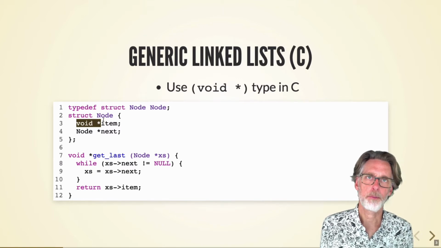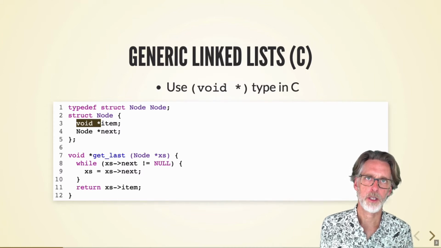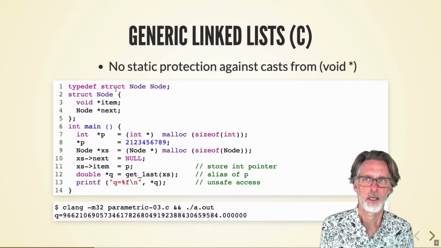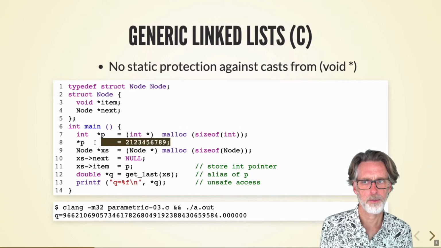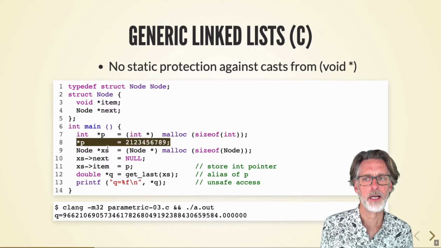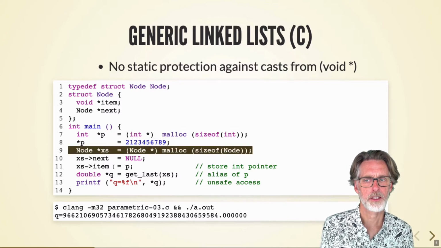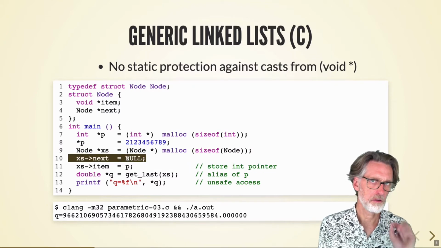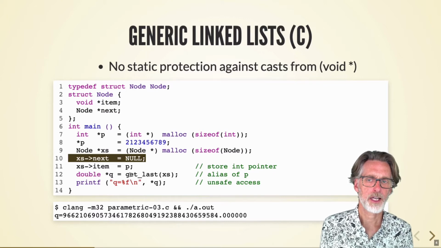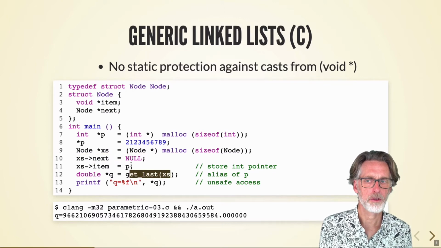This is great from a maintainability point of view, but it does make the client code a little trickier in the sense that type checking doesn't really work for us anymore. Here's a simple example where I allocate an integer and initialize it to about 2 billion, then allocate a node and initialize it to point to that integer. Note that this is just a single element list. And so if I get the last element, I will get out the thing that I just put in. So it'll get out P.